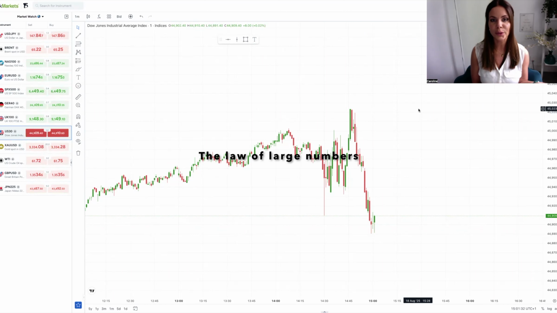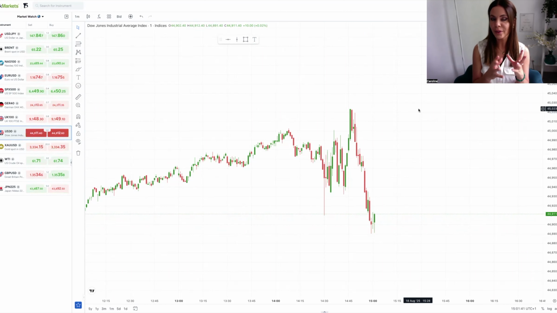So this is called the law of large numbers in probability, and it's very relevant in trading when you are looking for your trading edge. We're less interested in how we do over 3 trades, but rather more interested in how we do over a large amount of trades over a longer amount of time.